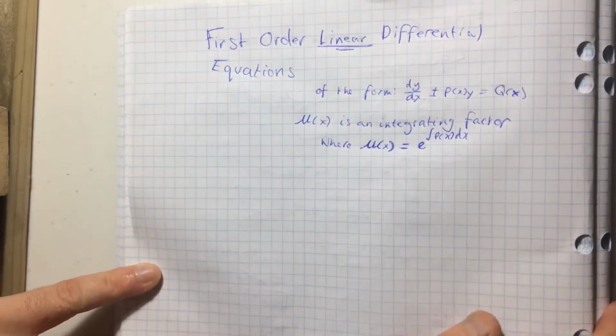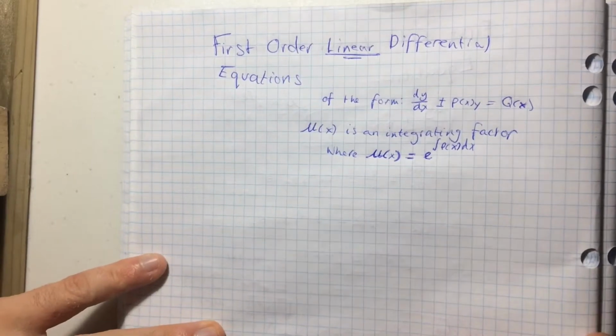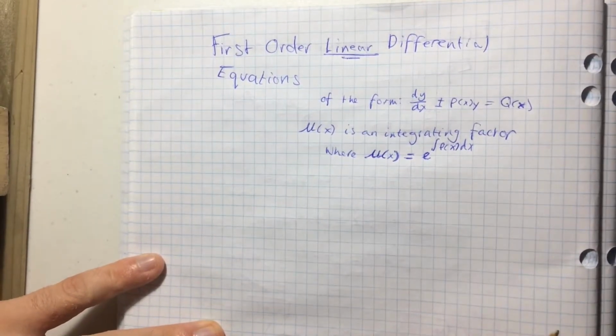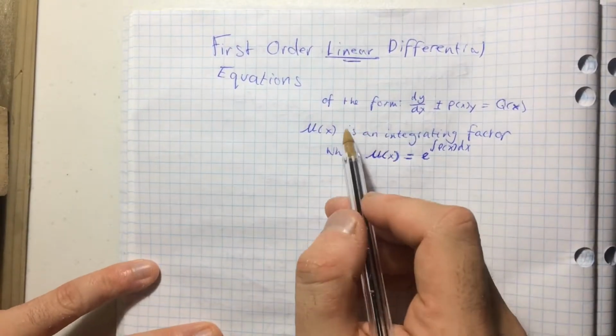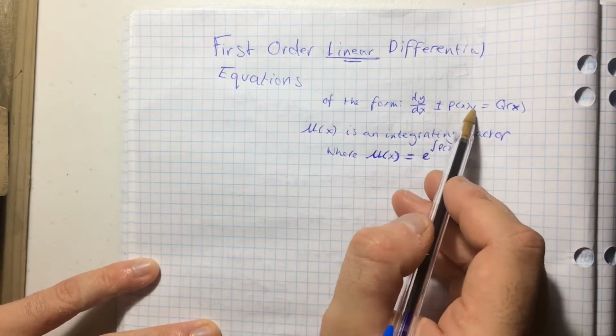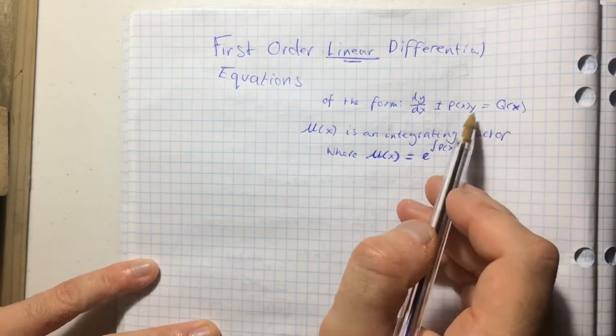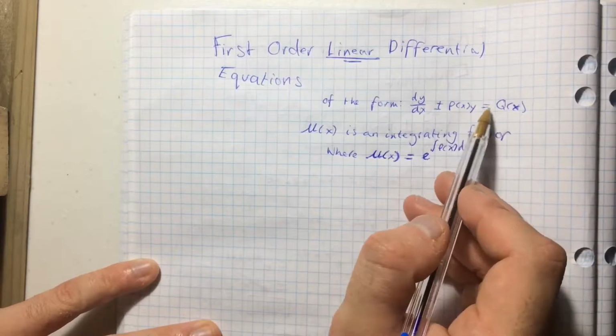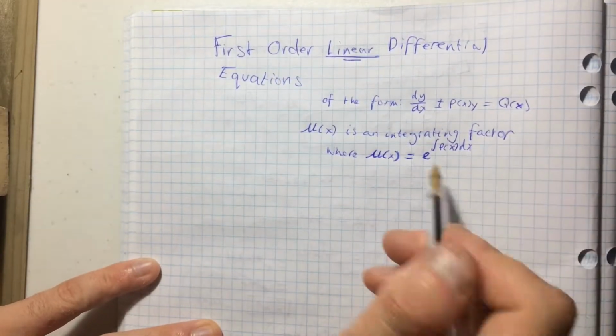This video is on what you probably already read in the title: first order linear differential equations. And I've just written here that they're of the form dy/dx plus or minus p of x times y is equal to q of x. So some function of x multiplied by y is equal to a function of x.